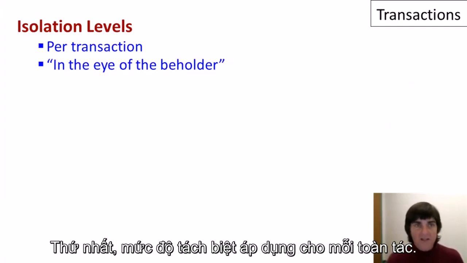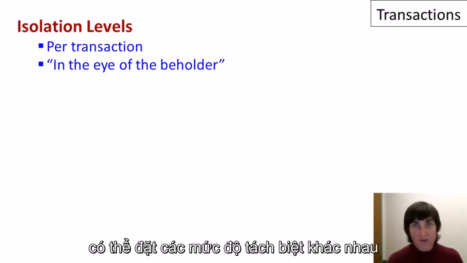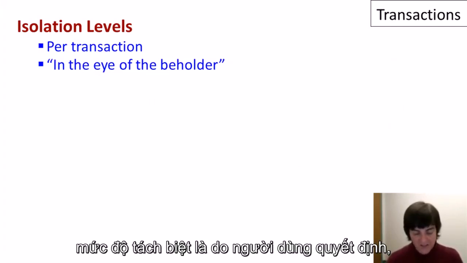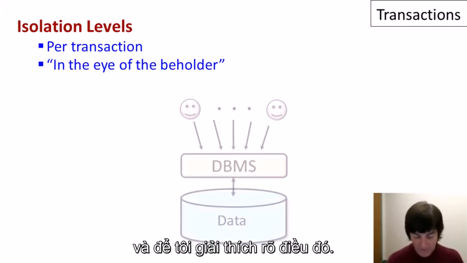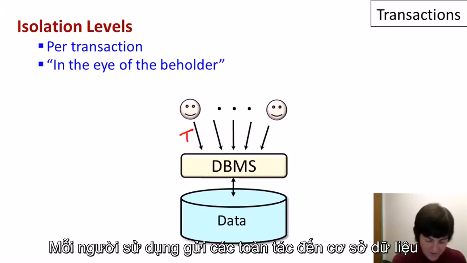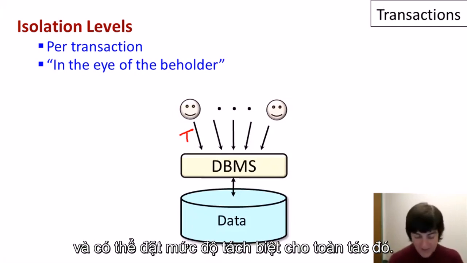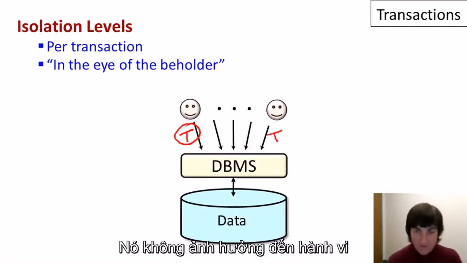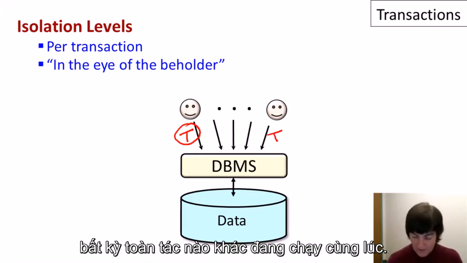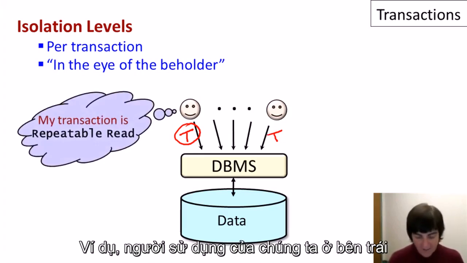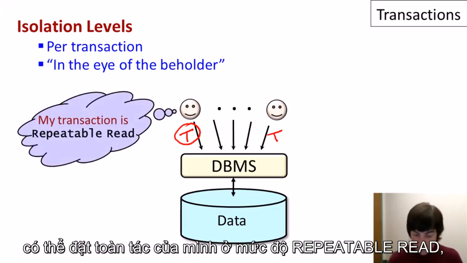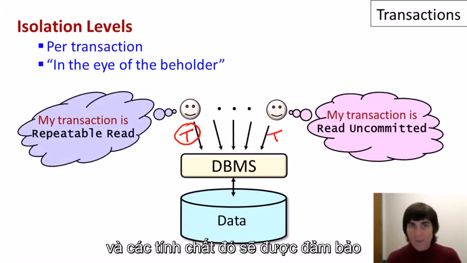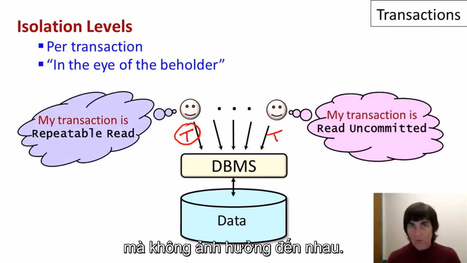Before we proceed to learn about the different isolations, let me mention a couple of things. First of all, the isolation level is per transaction, so each client could set different isolation levels for each of its transactions if it wishes. Second of all, isolation levels are in the eye of the beholder, and let me show you what I mean by that. Each client submits transactions to the database and might set the isolation level for that transaction. That isolation level only affects that transaction itself. It does not affect the behavior of any other transactions that are running concurrently. So for example, our client on the left might set its transaction to be repeatable read, while our client on the right will set its transaction to read uncommitted, and those properties will be guaranteed for each of those transactions and won't affect the other.